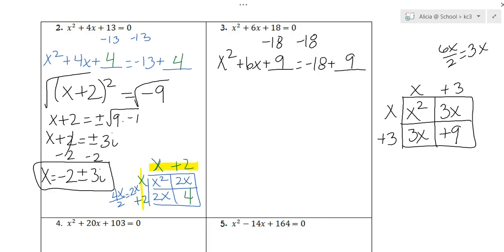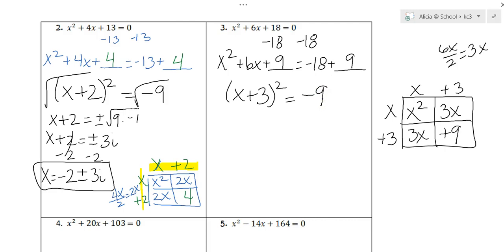And then we find the perfect square trinomial. So again, those are the sides of my Punnett square box. If you need to highlight it, go ahead. x plus 3 quantity squared is going to equal negative 18 plus 9, which is a negative 9.